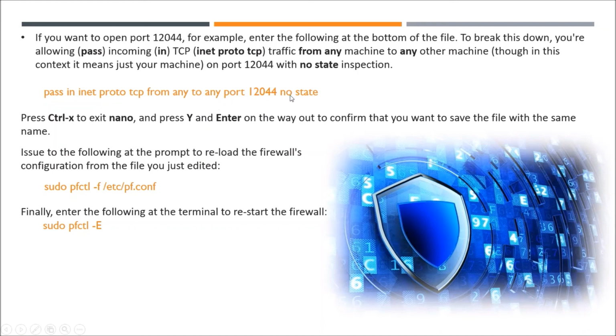Once we are done with this, we have to exit nano, and issue the following at the prompt to reload the firewall configuration. This command is used to reload the configuration. Once it is done, we just have to restart the firewall, and the configuration will be done.